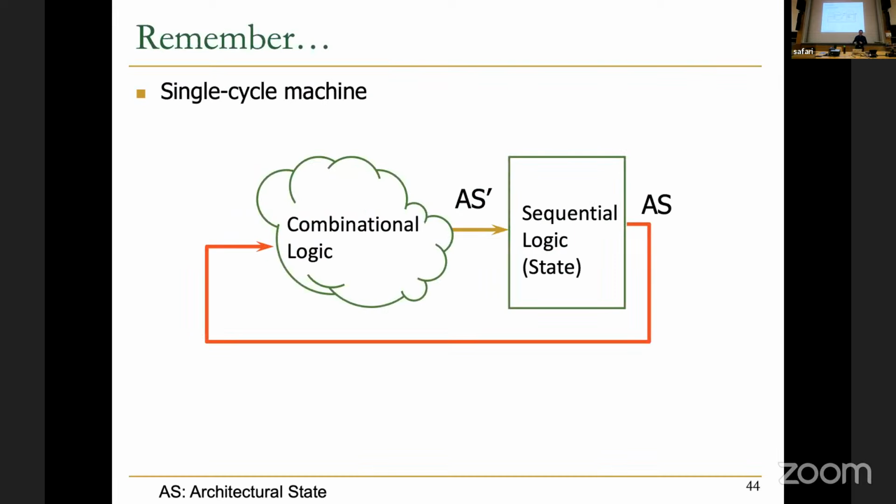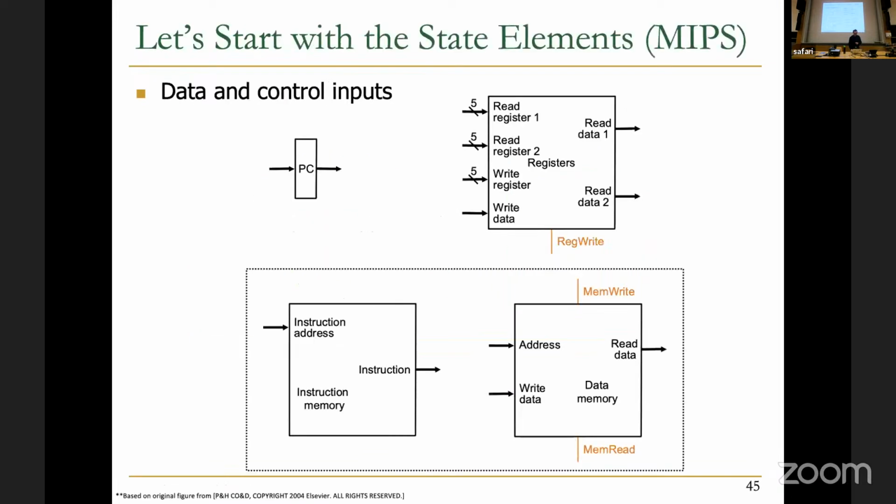Okay, remember, this is our single-cycle machine, and we're going to implement it just like it's shown over here. We're going to start with the state elements, and I'm going to use something from this other book. It's Patterson and Hennessy, but it's very similar to your book. I just like giving you different examples just to show that these things are very similar across the board. And we're going to look at MIPS in this case.